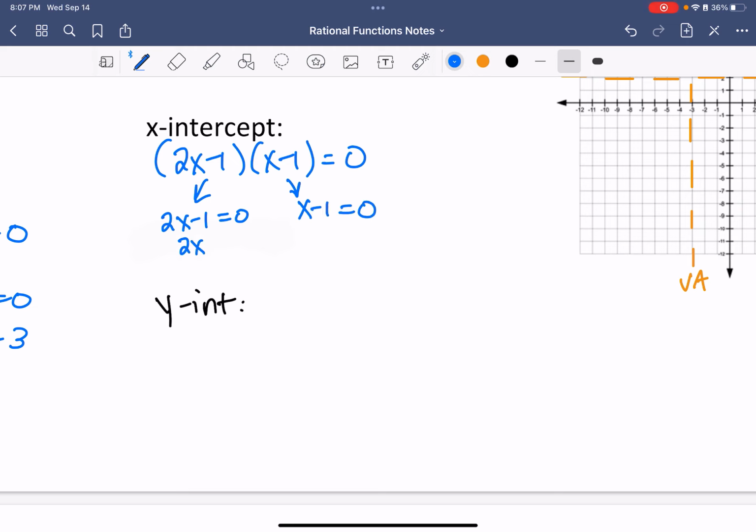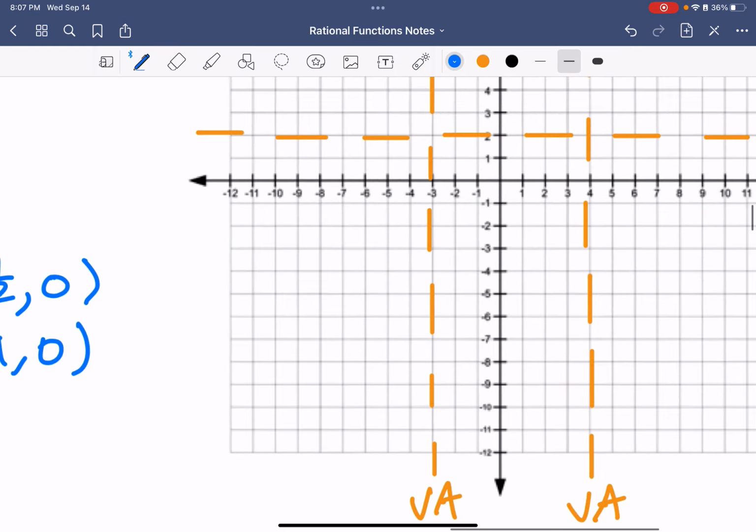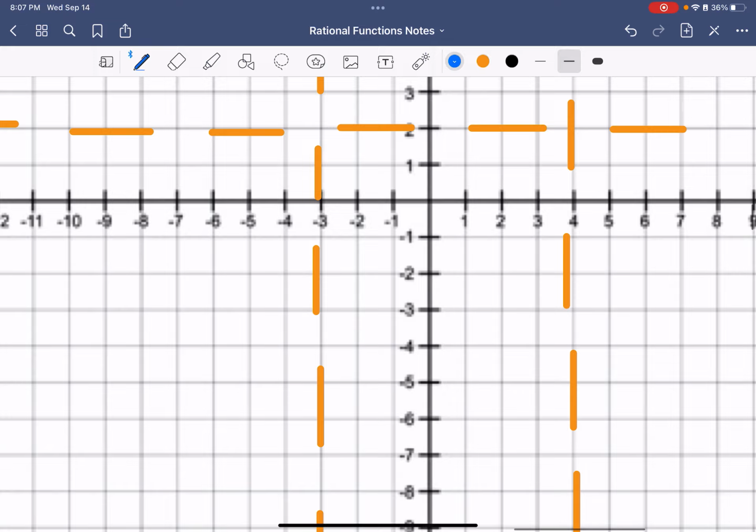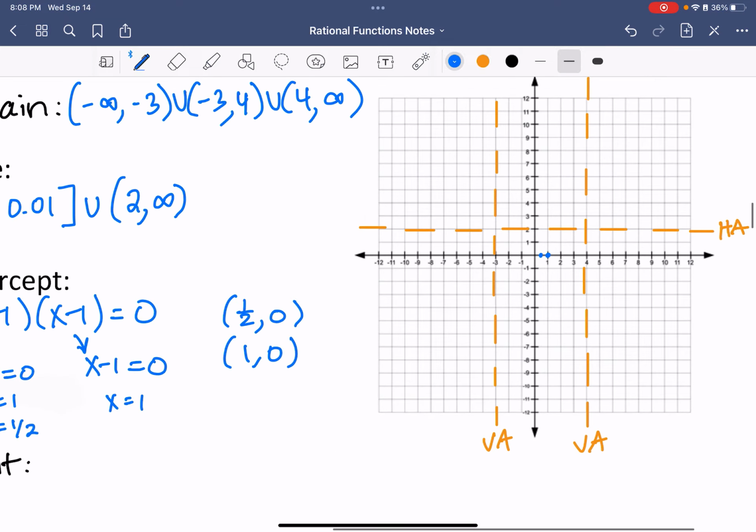We're going to add 1 and then divide by 2. You get 1/2. Here you add 1, you get x equals 1. So we have two x-intercepts. We have 1/2, 0 and we have 1, 0. So on my graph, I'm going to put two little dots. I'm going to make them kind of small because they are right next to each other. So that's what the graph looks like.